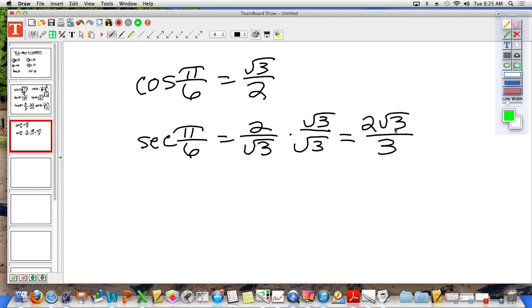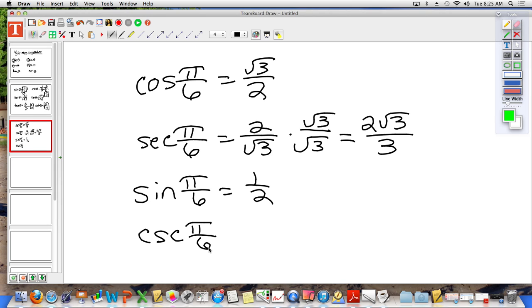Let's talk about the sine. What is the sine of pi over 6? It is 1/2. All right. So what is the cosecant of pi over 6? Yep. It is the reciprocal of 1 over 2, which is 2 over 1, which is 2. Some of them are really nice like that, but they're not all like that.